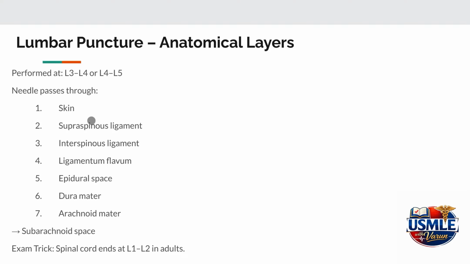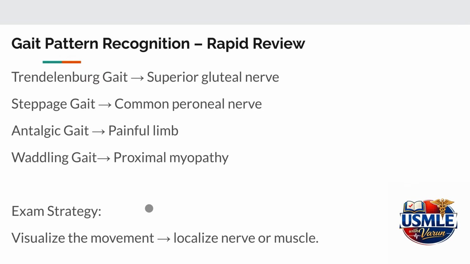Needle passes through the skin, supraspinous ligament, interspinous ligament, ligamentum flavum, epidural space, dura mater, and arachnoid mater, and eventually it enters into the subarachnoid space, from where the CSF is taken out. The spinal cord ends at L1 to L2 in adults.